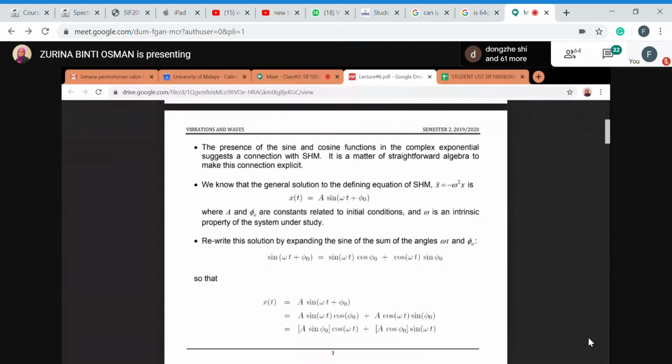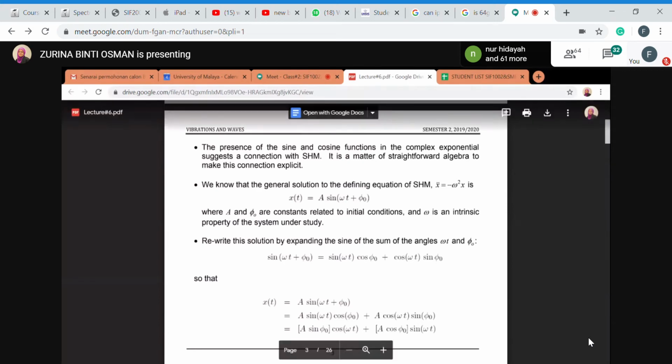As you know, in simple harmonic motion, you have learned about the general solution for the equation of simple harmonic motion, which is given by x as a function of t equal to A sin(ωt + φ0), with x double dot equal to minus ω squared x. Here A and φ0 are constants related to the initial condition, and ω is the intrinsic property of the system under study. You have gone through a few examples on this.